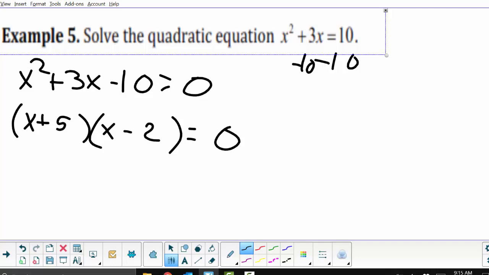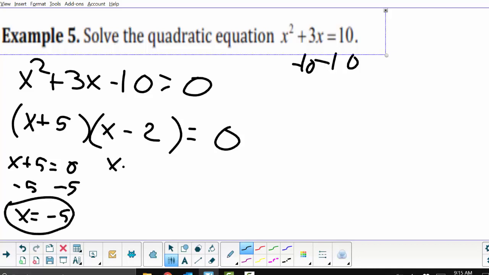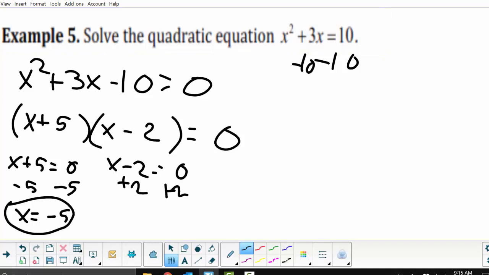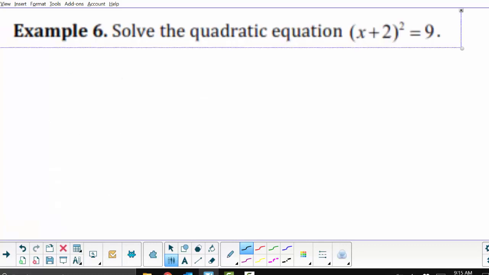So now I can go through and set them equal to 0 and solve them. So I'm going to subtract 5. So I get x equals negative 5. And I got x minus 2 equals 0. So I add 2 to both sides. And I get x equals 2. So there's our two solutions. Not too bad. I prefer factoring over the quadratic formula any day.